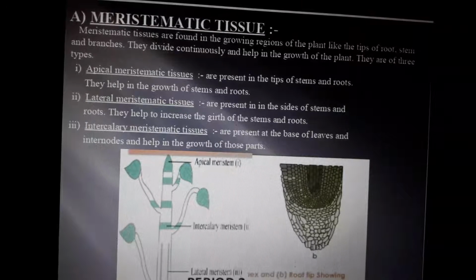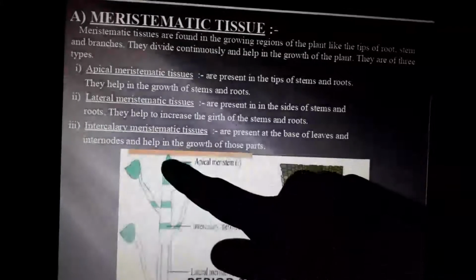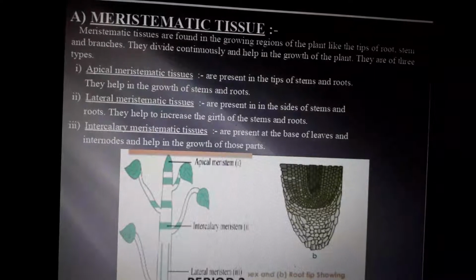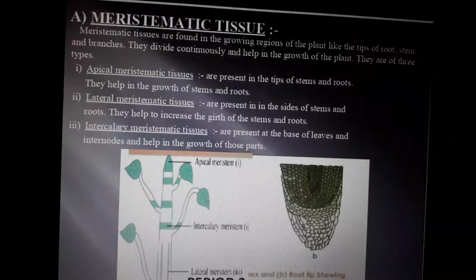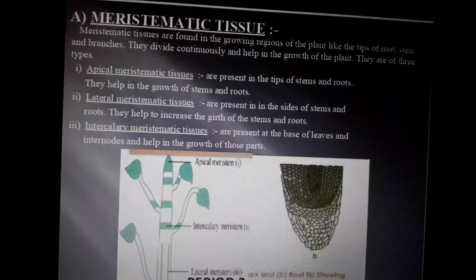But you must understand, you must know how the plant is growing. The tip of the plant contains apical meristematic tissues. That's why its height is increasing. Roots also have the same apical meristems. That's why their length is increasing. But the thickness of the tree is given by lateral meristems. So only that much is there, nothing more.